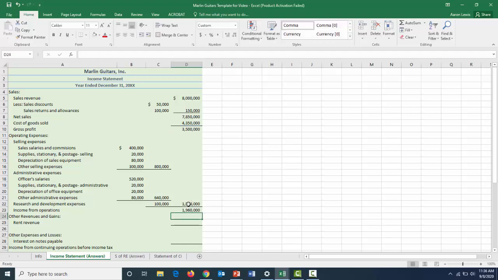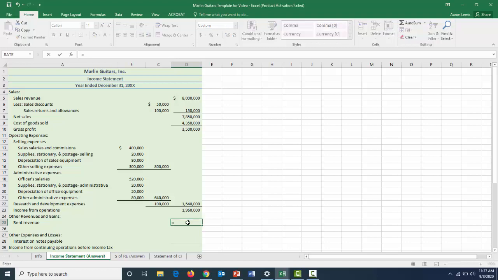Marlin Guitars, after they account for their operating expenses, had $1,960,000 worth of income, which was generated from their typical course of operations. But it's not the only way they brought money in. Marlin Guitars is renting out a building adjacent to their factory to another company. Well, they're not landlords, so that's not part of their typical operations. So when we report that rent revenue, we can't report it as an operating revenue. We have to report it as an other revenue.